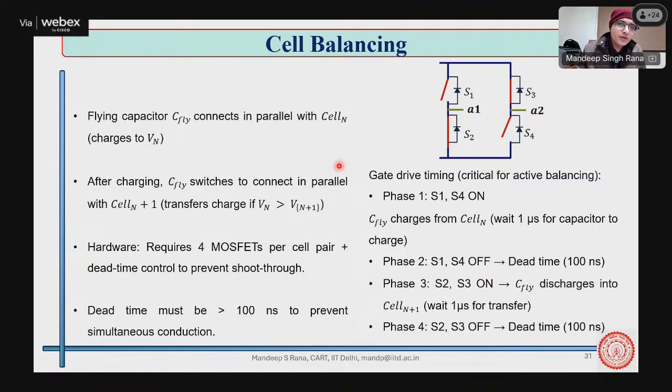Now, how do we do that? It still needs some design considerations, even though you select a proper capacitor and proper switch. For example, you select a capacitor which charges significantly quickly.